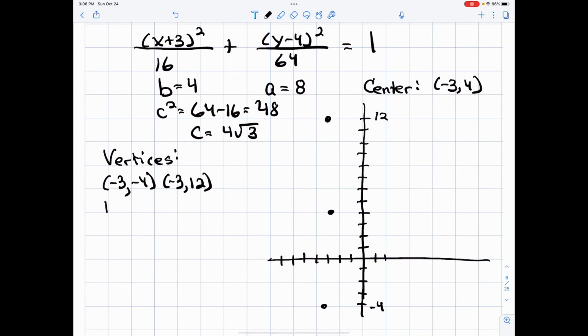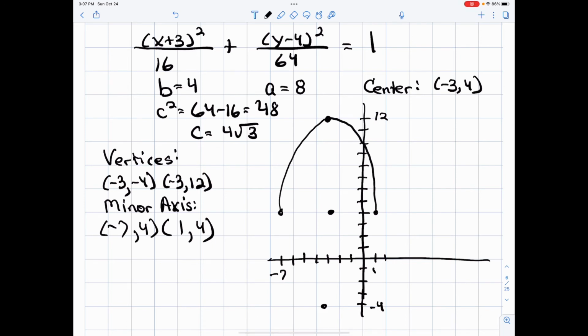And then for the minor axis, okay, the 4 part from the center is going to be the same. b is 4, so we've got to go 1, 2, 3, 4 to the right. So we end up with 1, 4. And we've got to go 1, 2, 3, 4 to the left. So we end up with -7, 4. And you can connect your dots to make your nice football shape.